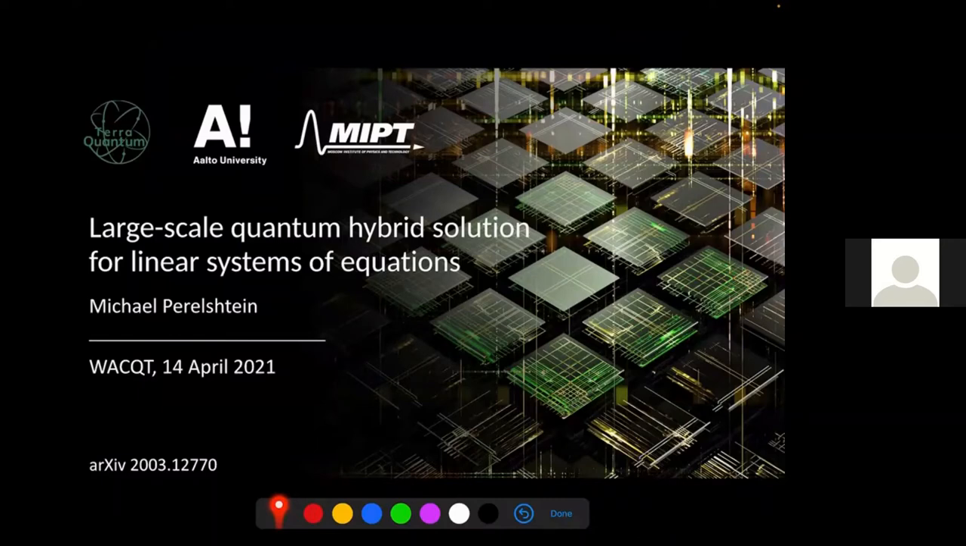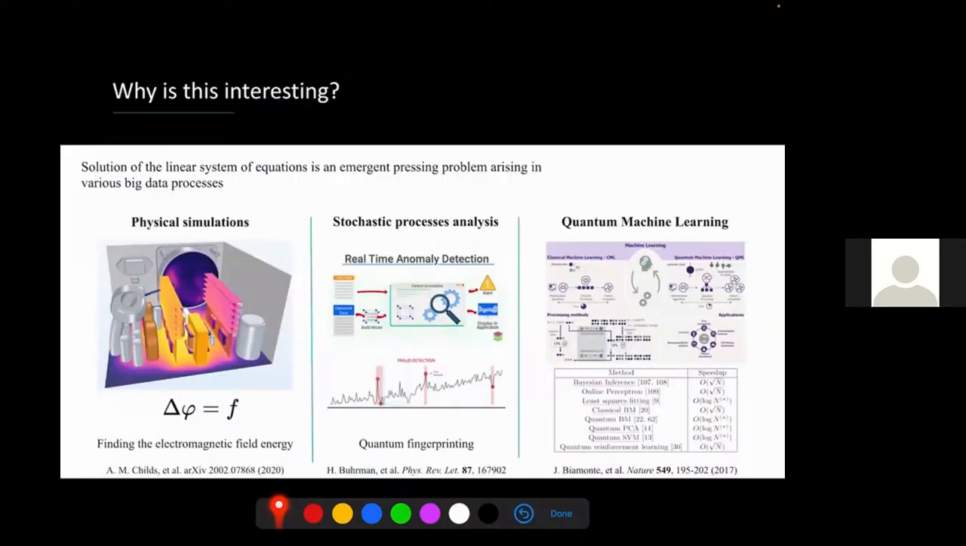So let's get started. So why is it even interesting to solve linear systems of equations?